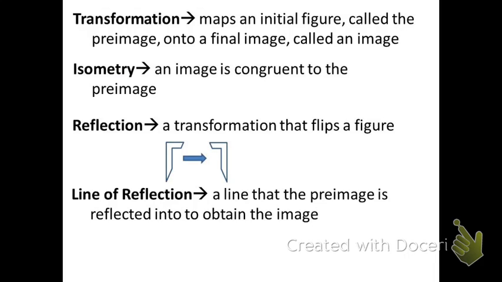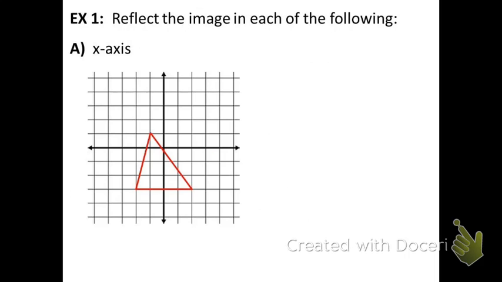A line of reflection is a line that the pre-image is reflected across to obtain the image, or sometimes we consider it to be a line right down the middle of an object, and it reflects itself. So on here we could say that right here we have a line of symmetry, but we're going to use it differently in a few minutes.